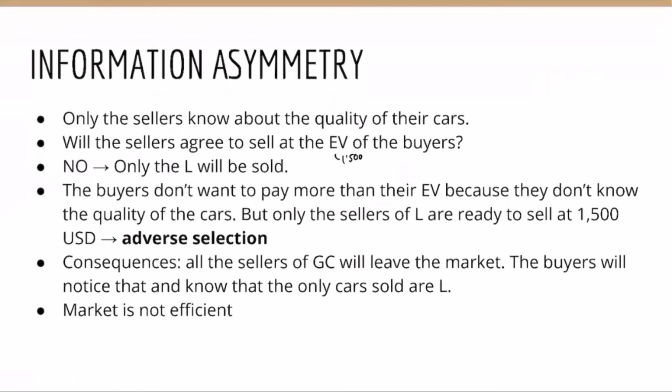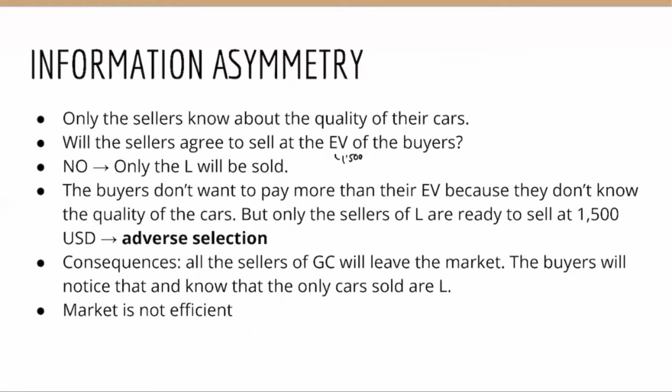Now we will consider information asymmetry. And basically we say that only the sellers know about the quality of their cars, which is often the case, right? Will the sellers agree to sell at the expected value of the buyers, which is $1,500? Of course, no. Only the lemons will be sold.